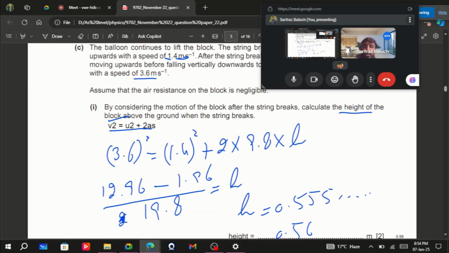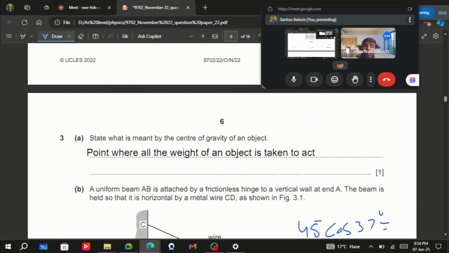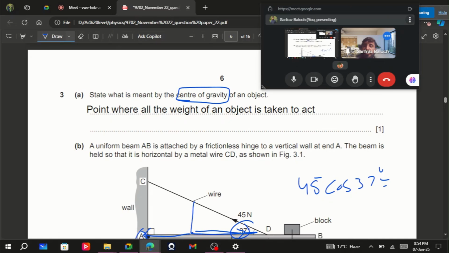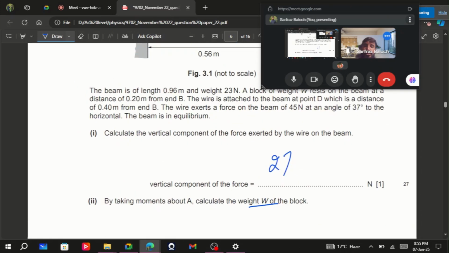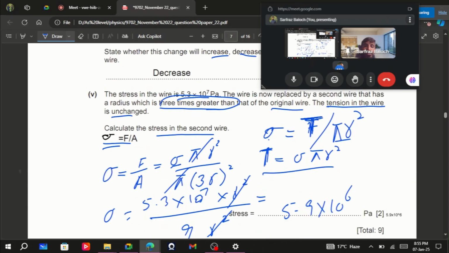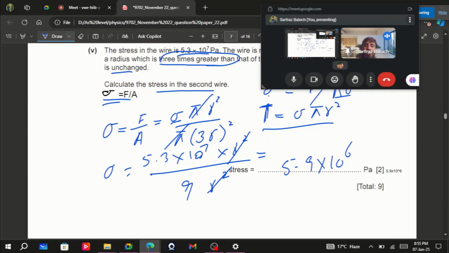This is about equations of motion, which we have discussed earlier. v squared is equal to u squared plus 2as. Nothing new. Center of mass or center of gravity? What is center of mass and what is center of gravity? Center of gravity is where all the weight of an object acts. Center of mass is where all the matter is concentrated. Very good. Next is about stress. Stress is equal to force per unit area.